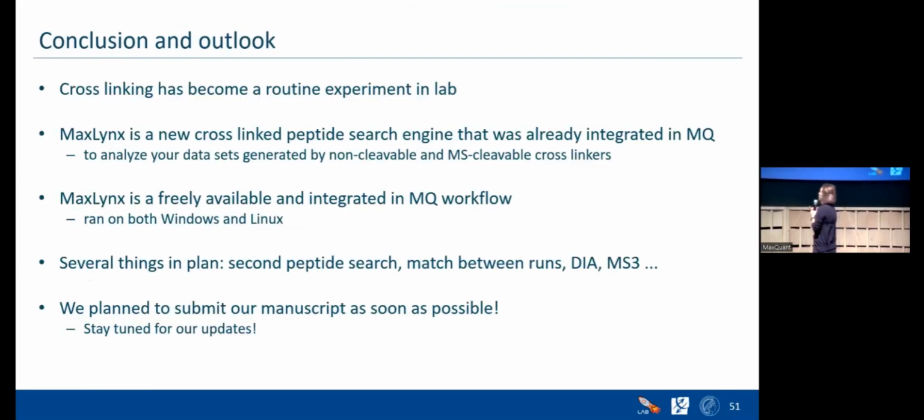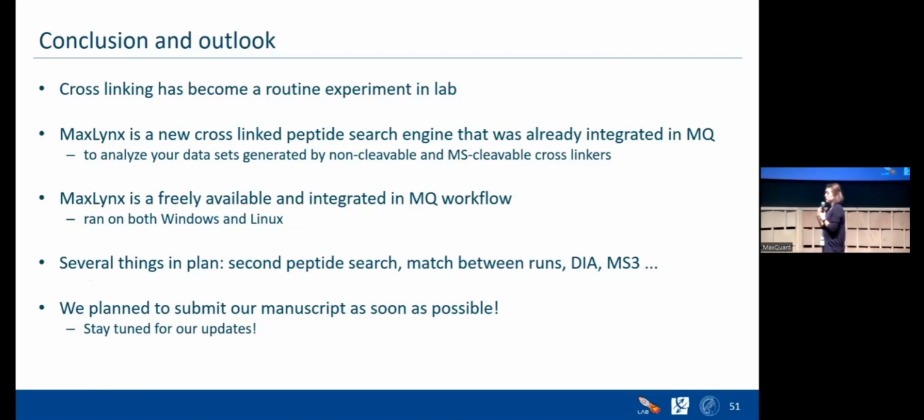With this conclusion, I want to say that crosslinking is getting popular, but it's not as popular as phosphorylation, as we see here in the room. MaxLynx is a new crosslink peptide search engine, and it enables you to find non-cleavable and MS-cleavable crosslinks. It's freely available. I tested it on Windows and Linux, and it works in both cases without any problem.